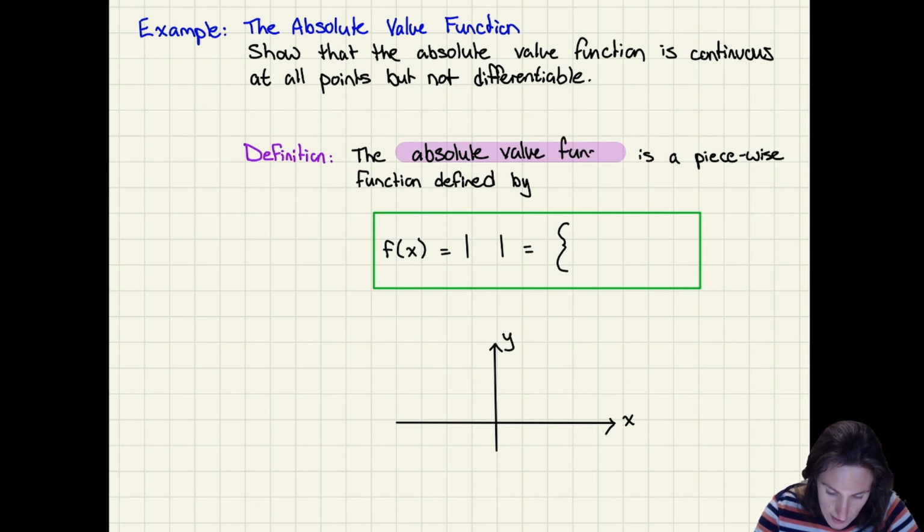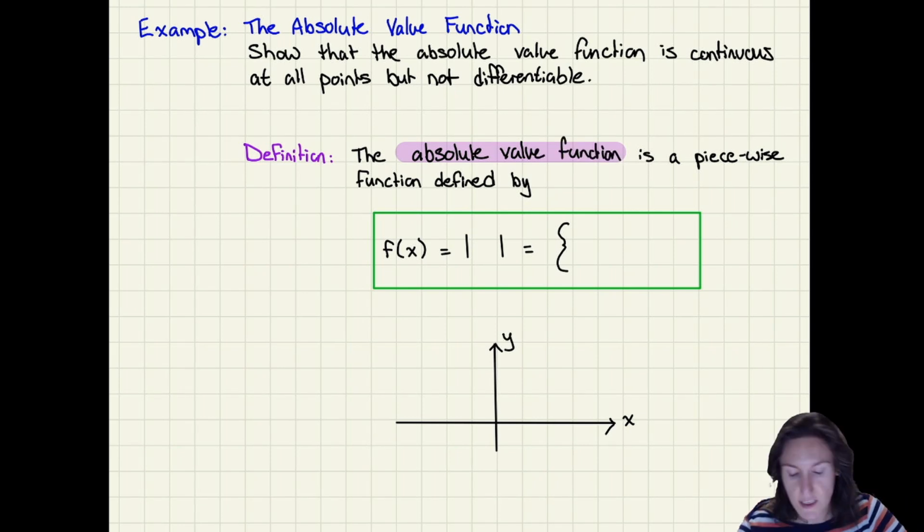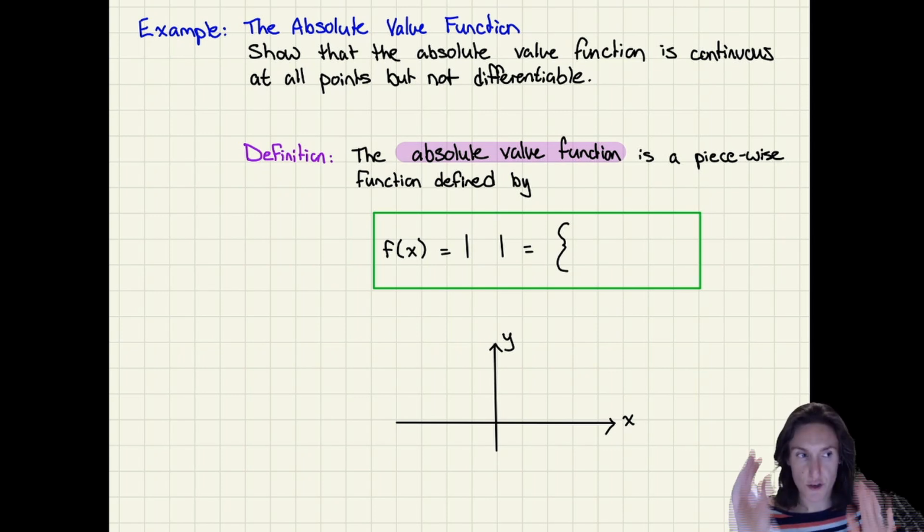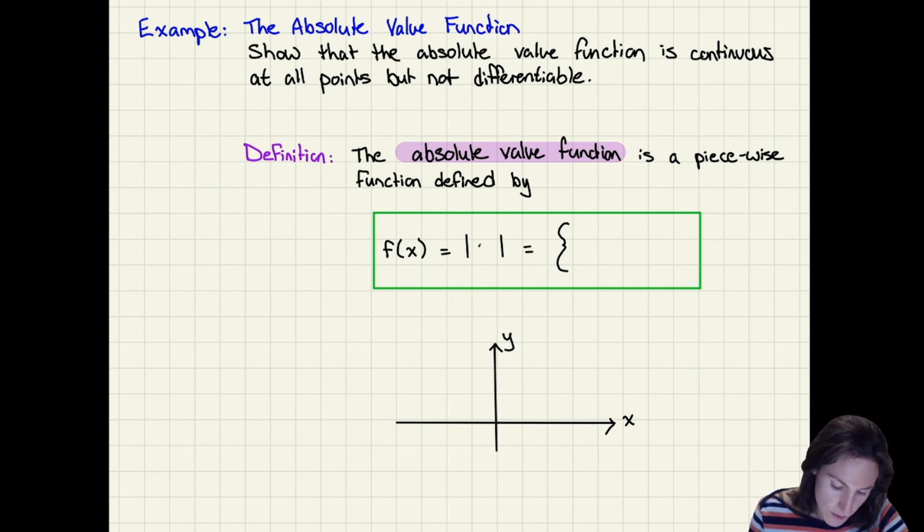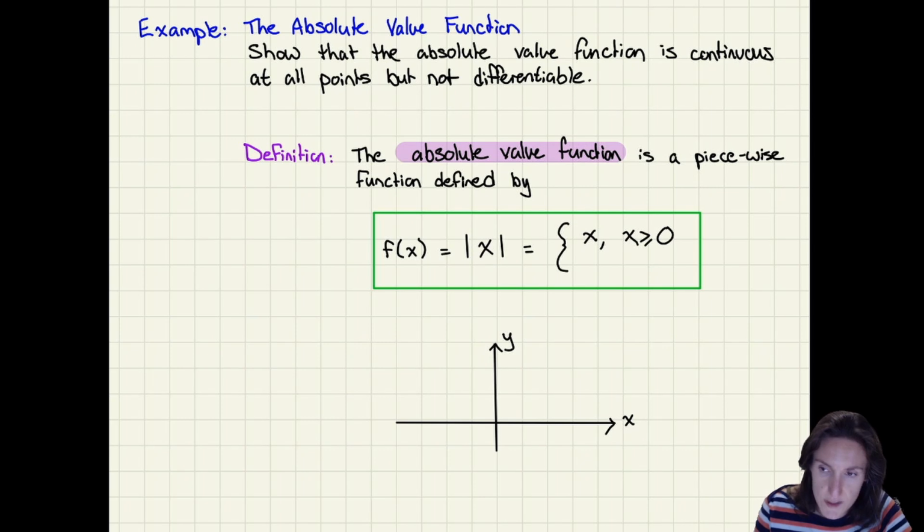And then we're going to look to see if it's continuous and then differentiable. So the absolute value, in terms of notation, we use these bars, these absolute value signs, and it's defined as a piecewise function. If x is greater or equal to 0, we have that the function is x, but if x is less than 0, we have that it's negative x. And what does that function look like? Well, it looks like a V, basically.